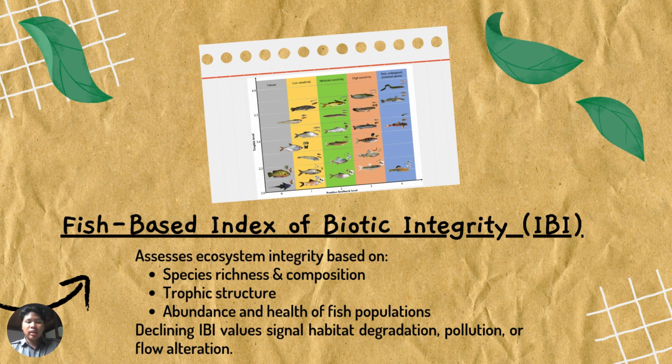So for the next biological indices, there is the fish-based Index of Biotic Integrity, or IBI. The fish IBI assesses ecosystem integrity using species richness, trophic structure, and the health of fish populations. Declining IBI values usually indicate habitat degradation, pollution, or altered flow patterns. Fish communities provide a broad reflection of overall ecological conditions.